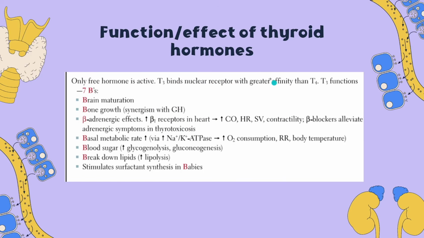So let's talk about the function and effects of the thyroid. You already mentioned that briefly. Brain, brain maturation, CNS. Bone growth, we already talked about the effects of growth. It works with GH. Beta adrenergic effect is basically the cardiovascular hemodynamics. And these effects are alleviated by beta blockers.